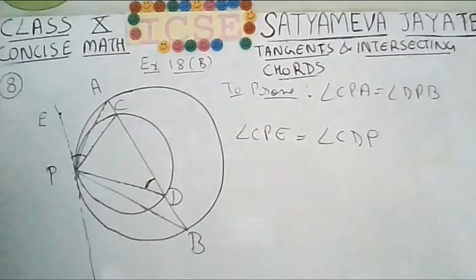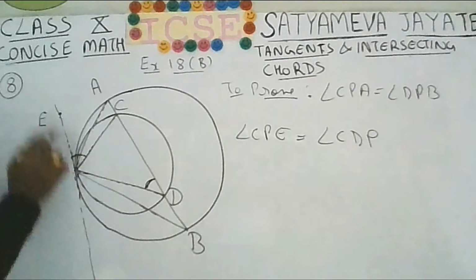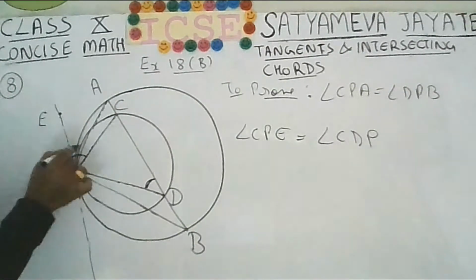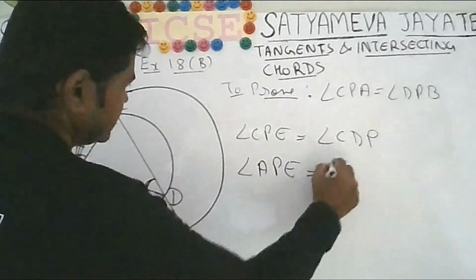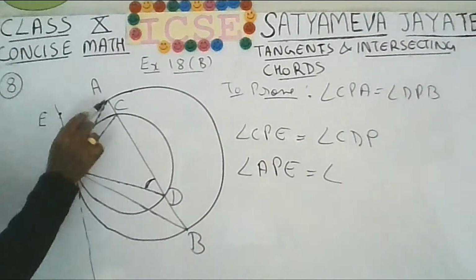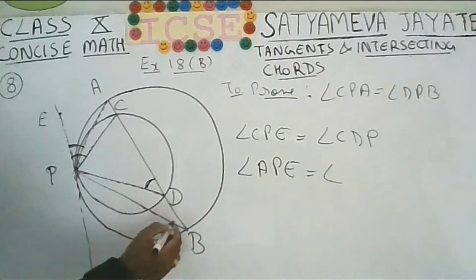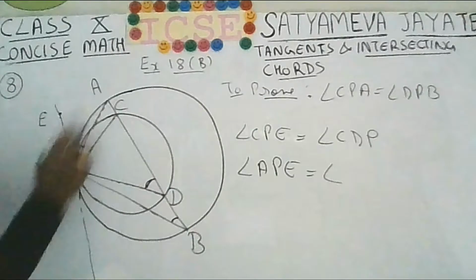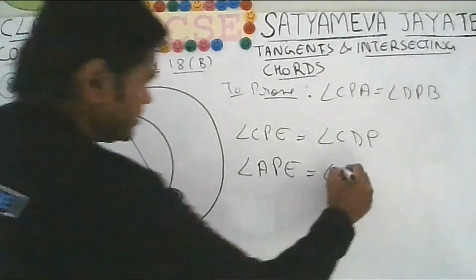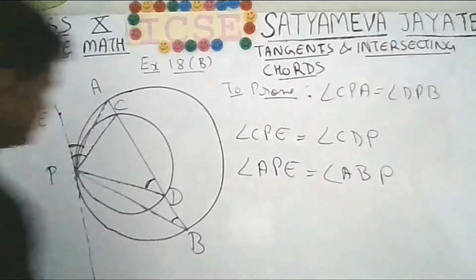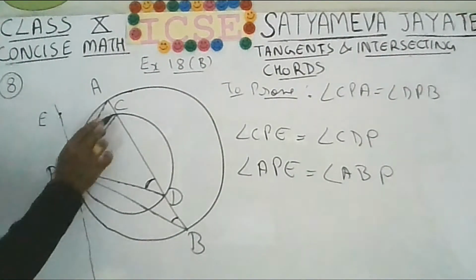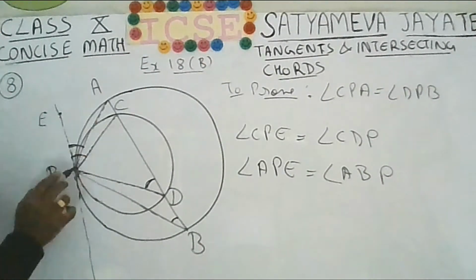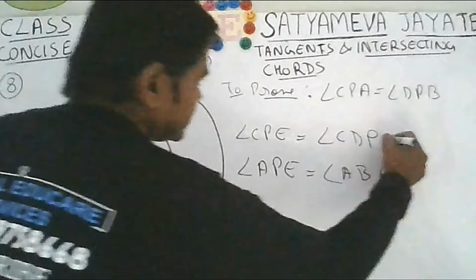CDP. Okay. And then if you look at the bigger circle, then angle APE, you can see that AP is the chord. So for the bigger circle you can say that angle APE will be equal to angle ABP, this angle, because AP is subtending an angle at B. So this will be equal to angle ABP.